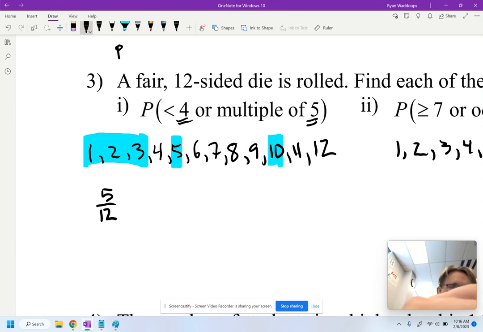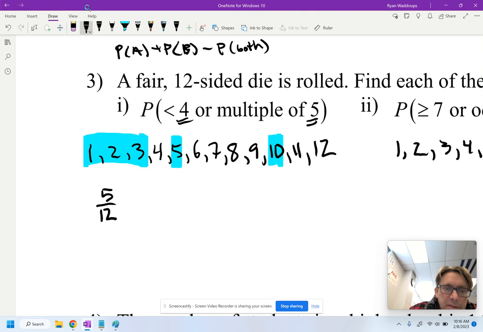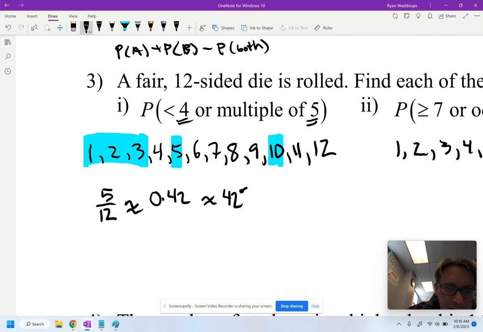And so that part where we say it's the probability of A plus the probability of B minus the probability of both, there's not a number that fits in that category that's both, because 5 is bigger than 4. And so is 10, and so is every other multiple of 5. So 5 out of 12, and 5 divided by 12 is approximately 0.42, which again would be approximately 42%.